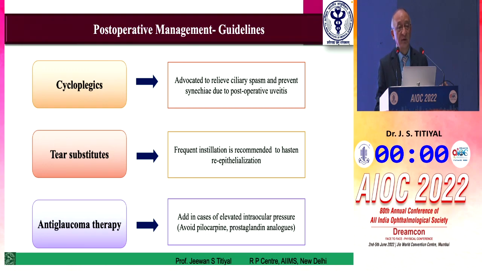Cycloplegics, tear substitutes, and anti-glaucoma medications are compulsory for all these patients. Anti-glaucoma is much more needed because sometimes the pressure may be very difficult to control after therapeutic grafts because of inflammation going on, peripheral anterior synechiae, and pupillary block. You can have all sorts of glaucoma happening in these patients. You may require IV mannitol.